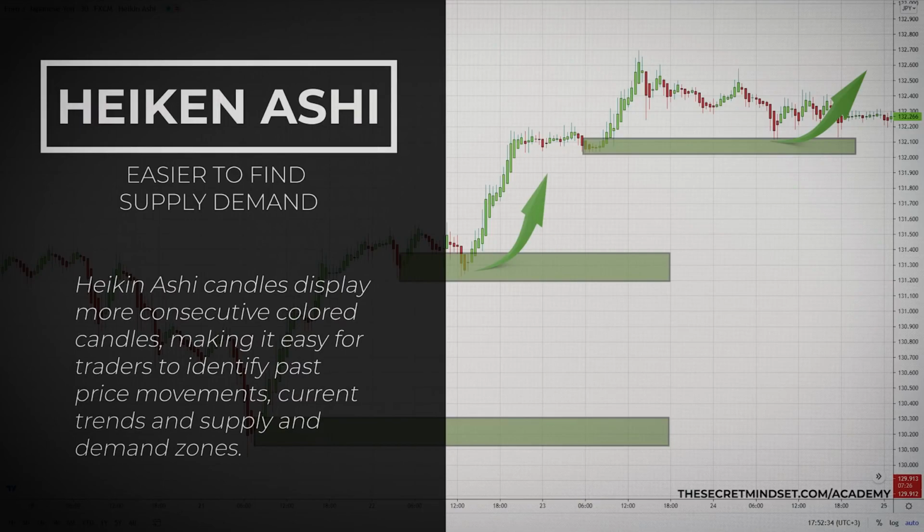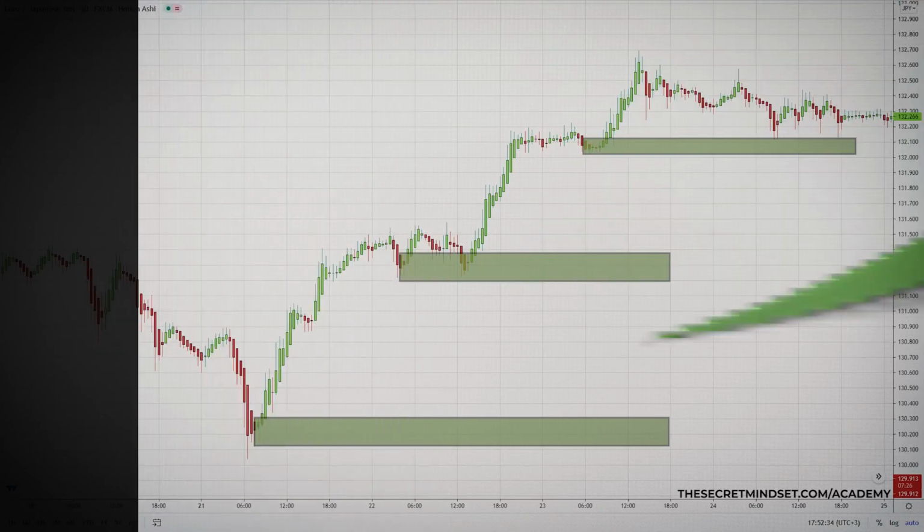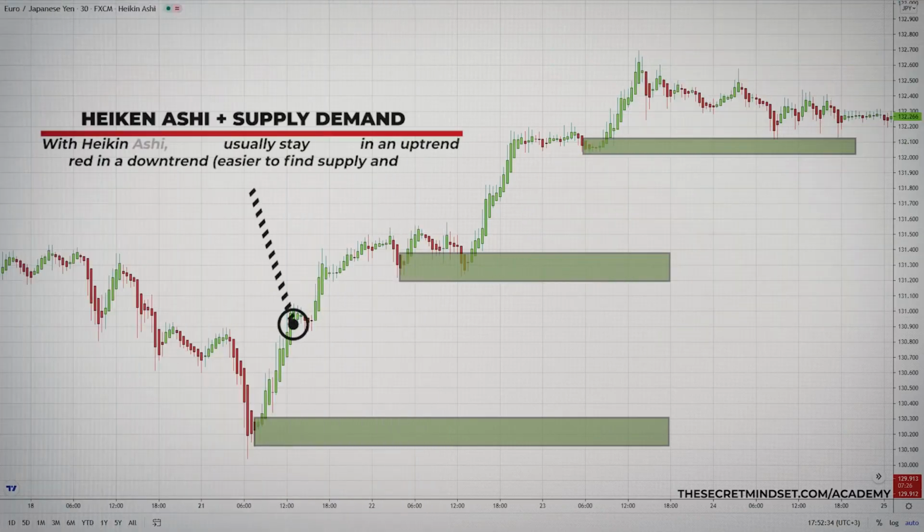However, the candles on a Heiken Ashi chart display more consecutive colored candles, making it easy for traders to identify past price movements, current trends, and of course, supply and demand zones. With Heiken Ashi, trends usually stay green in an uptrend and red in a downtrend. For me personally, it's much easier to find supply and demand areas using these candlesticks.